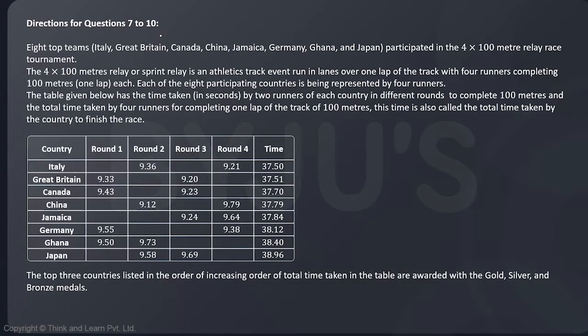Directions for question 7 to 10. Eight top teams, Italy, Great Britain, Canada, China, Jamaica, Germany, Ghana, and Japan, participated in the 4 into 100-meter relay race tournament.